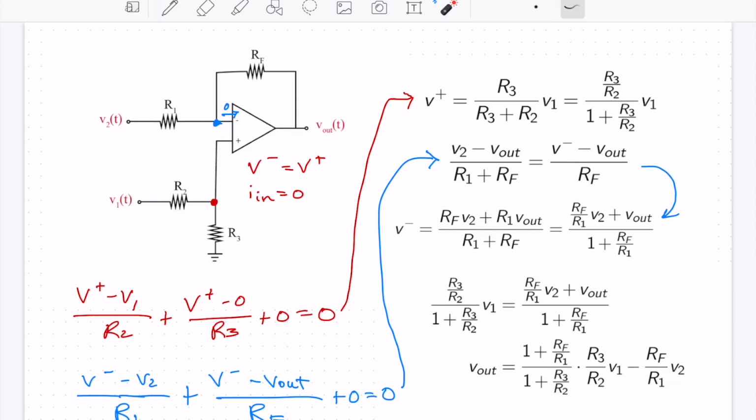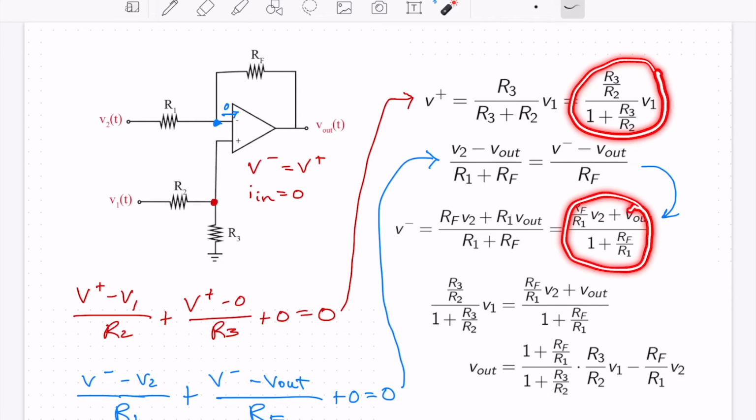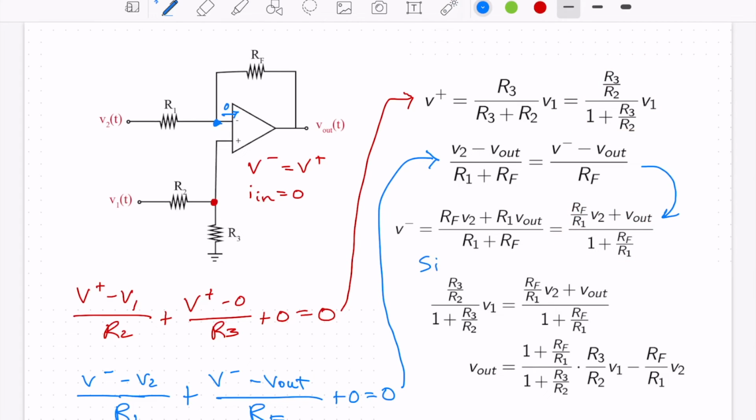Okay. So now all we need to do is take this value and this value and set them equal, because we know that V plus is equal to V minus. Since V plus equals V minus, we set them equal, and then you can solve for V out. Again, this is a lot of algebra, and it looks worse than it is because I've divided R3 by the R2 up here and the R1 down here. But again, that puts it in a more standard form. So there's our expression for V out in terms of V1 and V2.